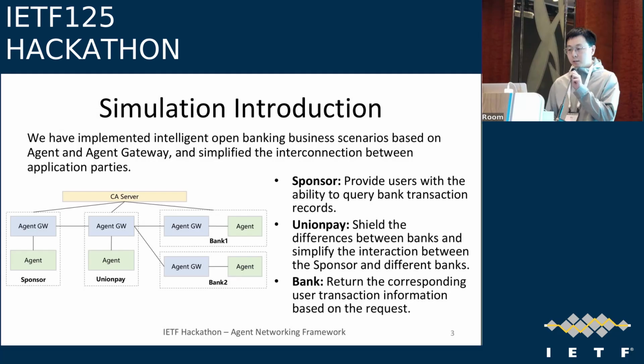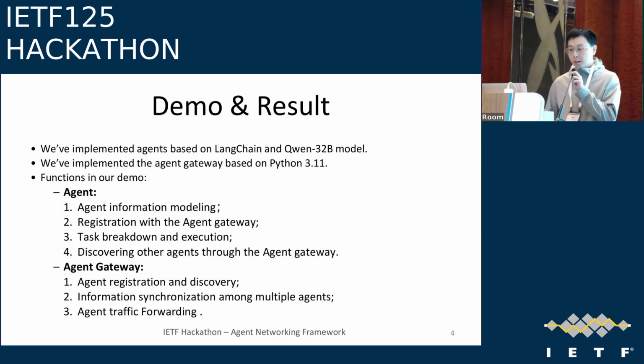We have implemented the intelligent open banking business based on agent and agent gateway and simplified the interconnection between application parties. In our simulation, the sponsor agent can provide users with the ability to query bank transaction records. The UnionPay agent can share the differences between banks' agents and simplify the interaction between the sponsor agent and different bank agents. The bank agent can return the corresponding user transaction information based on the request.